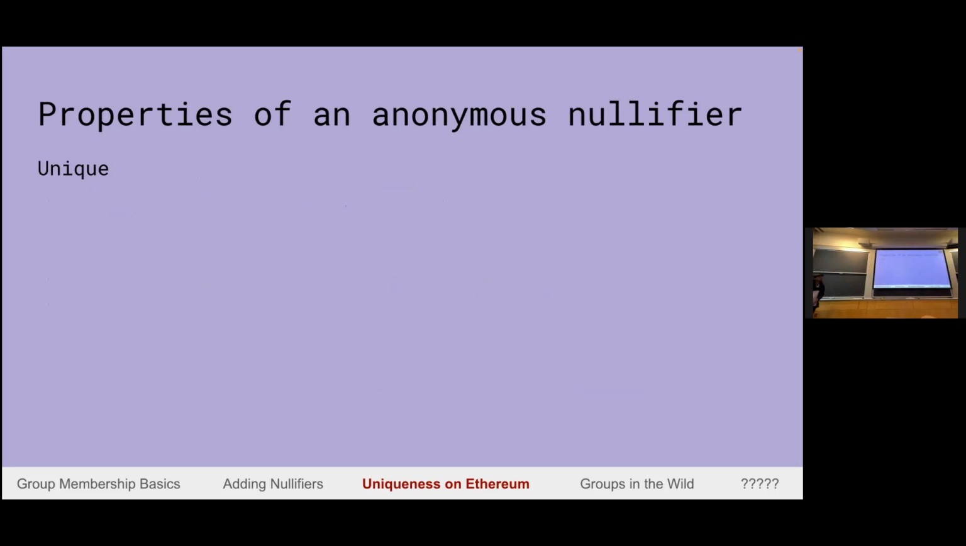Okay, so we need our anonymous nullifier to be unique. We want it so that everyone can have a different nullifier. Okay? We want it to be deterministic, but actually deterministic. There should only be one way for someone to generate this nullifier. And if they do it again and again, it should be the same. We want it to be verifiable without the secret key.